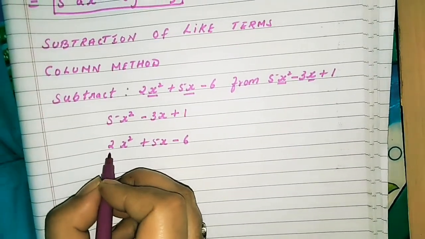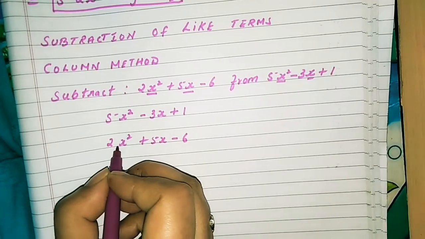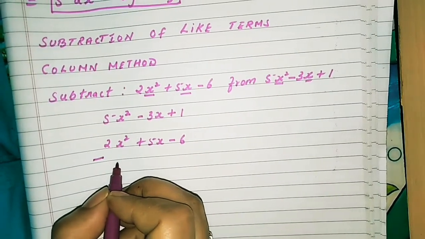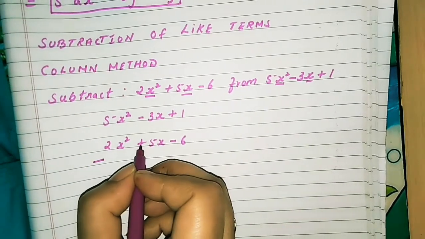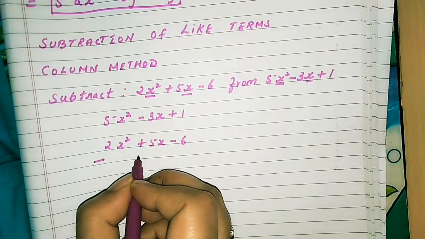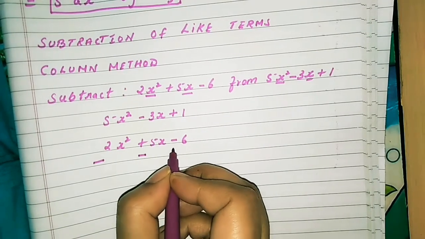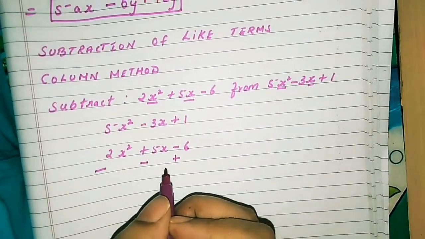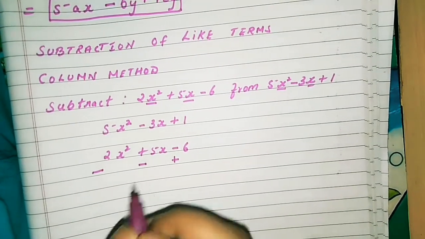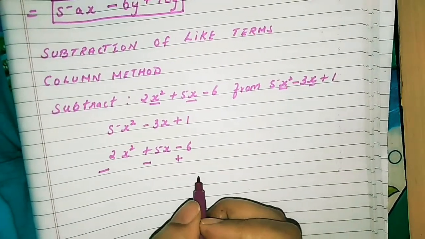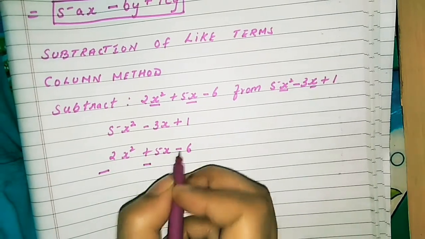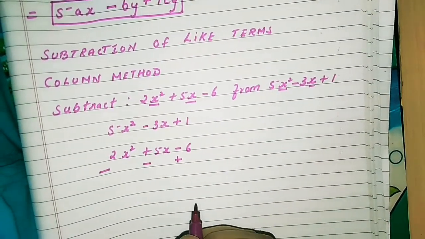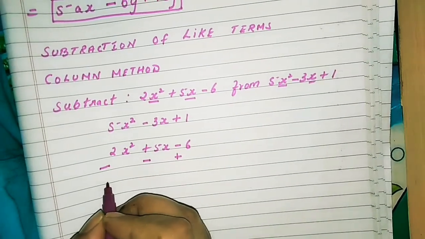So here plus 2x square becomes minus. Okay, I've changed the sign. Plus will become minus, plus will become minus again, and minus will become plus. Now this is a very, very important step. So you have to always remember to change the sign of each term in the lower row, which is the second row. Okay, now we have to go about it as we did in the addition of like terms.